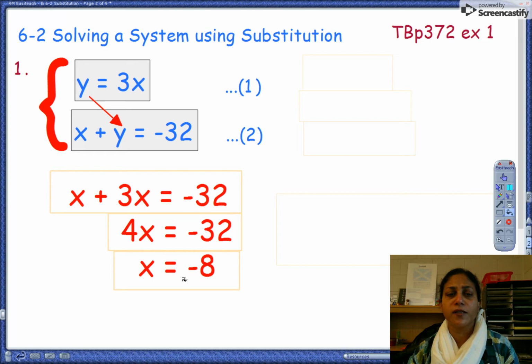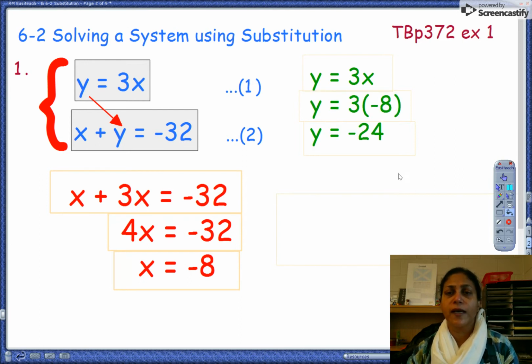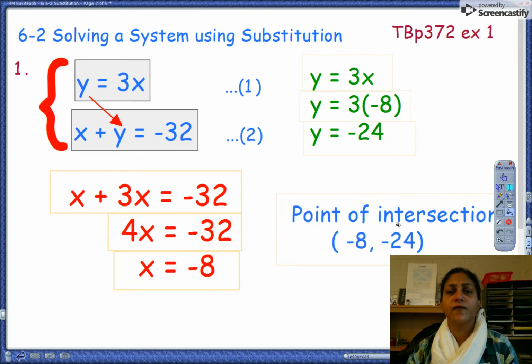Now you can take this new x value and plug it into any one of these equations. You want to choose the equation that is easiest to work with, meaning it has the least amount of negatives and fractions in it. So I'm going to choose y is equal to 3x. I substitute my x value that I just found, and the answer is y is equal to negative 24. In your notebook, you are going to create two columns of work, just the way I have it on this slide. And then finally, you're going to write that the point of intersection is negative 8 and negative 24. Something like this earns you full credit for the question.